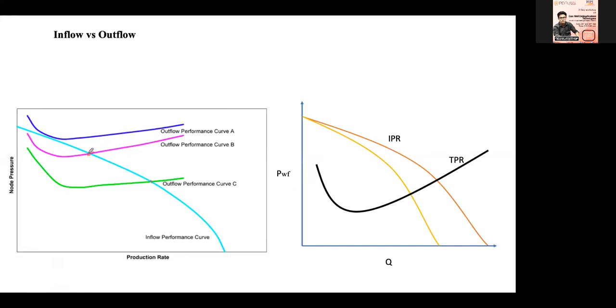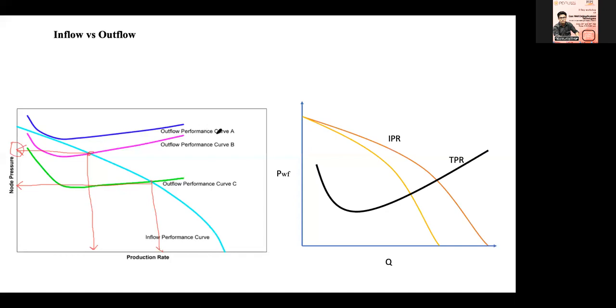At this pressure, you will be producing at the flow rate when your node pressure, or your PWF, flowing bottom hole pressure, is decreased. Similar to the curve C, as your flowing bottom hole pressure decreases, you have a higher production rate.